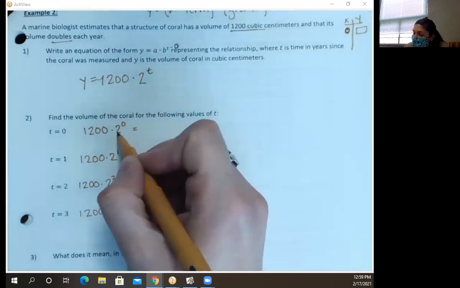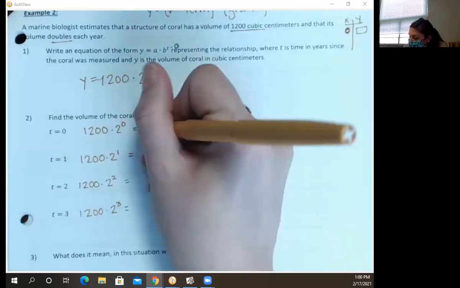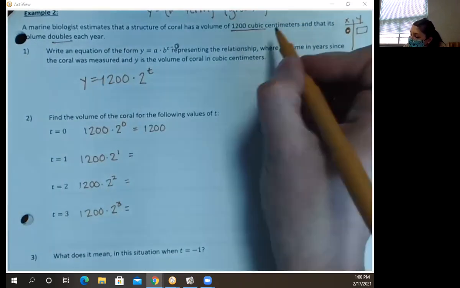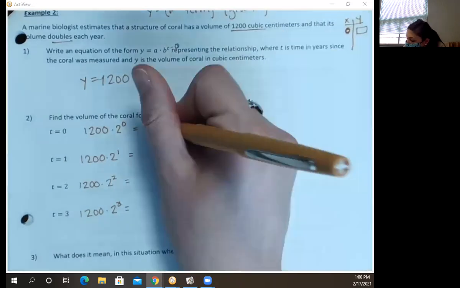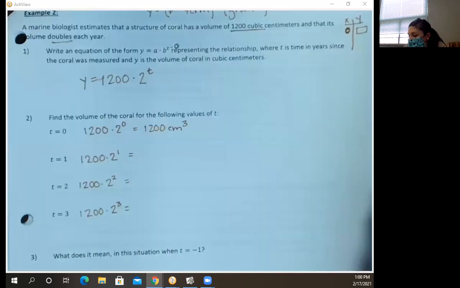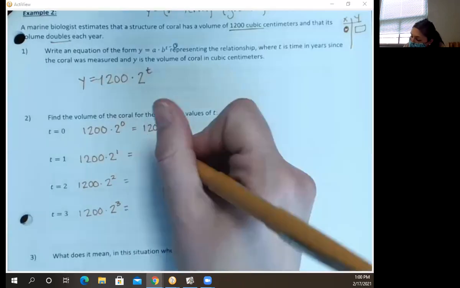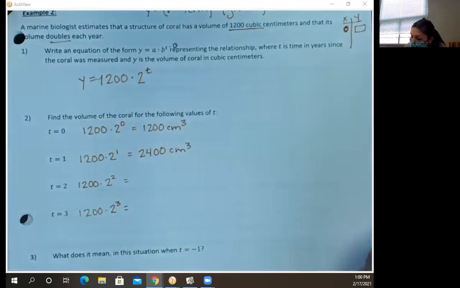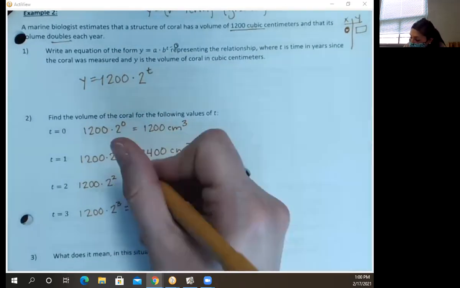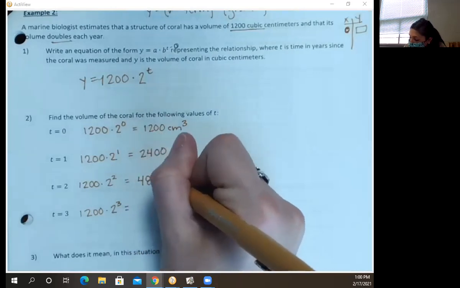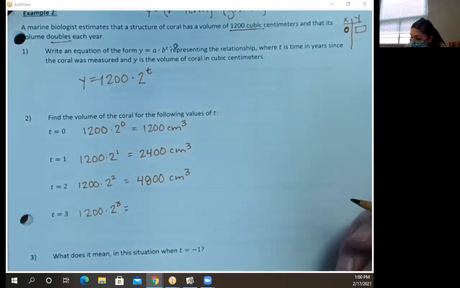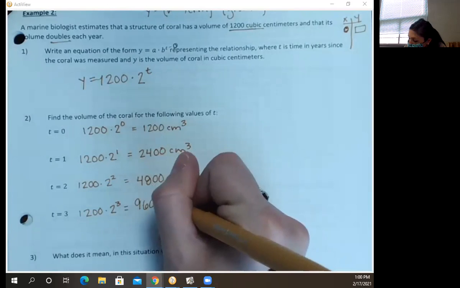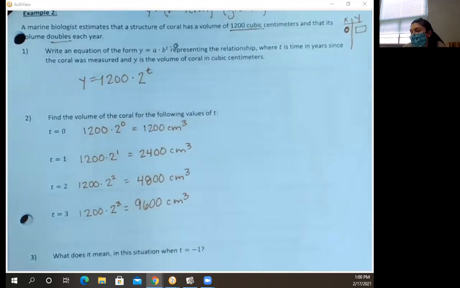2 to the 0 would just be 1. 1 times 1200 would be 1200. And then since this problem has a context, I'm going to go ahead and put the label on here. So we want cubic centimeters as our label. CM cubed. 2 to the first would be 2 times 1200 would be 2400 cubic centimeters. 2 squared is 4 times 1200 would be 4800 cubic centimeters. And then 2 cubed is 8 times 1200 would be 9600 cubic centimeters.